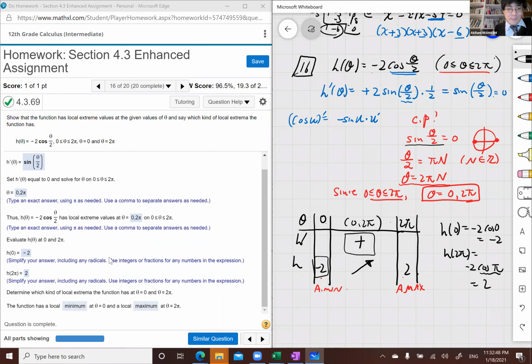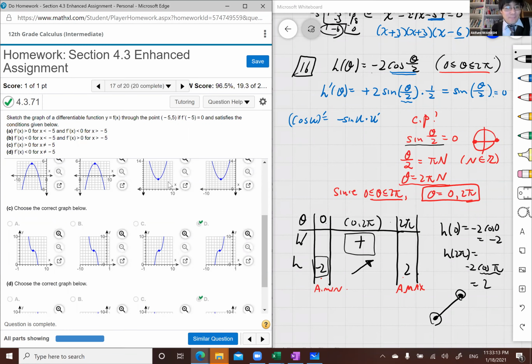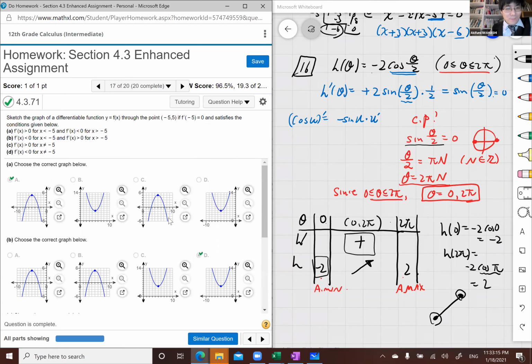It's asking for local minimum and local maximum. You know that the endpoint could also be a local minimum or local maximum point. So this is a local minimum because it's the smallest point in that neighborhood. And this is the local maximum because that's the highest point in that neighborhood. Okay. Mini graphs here.